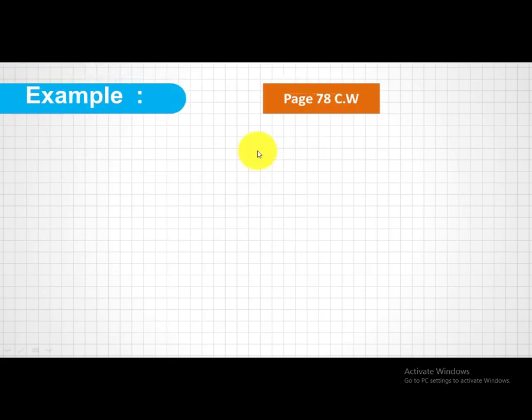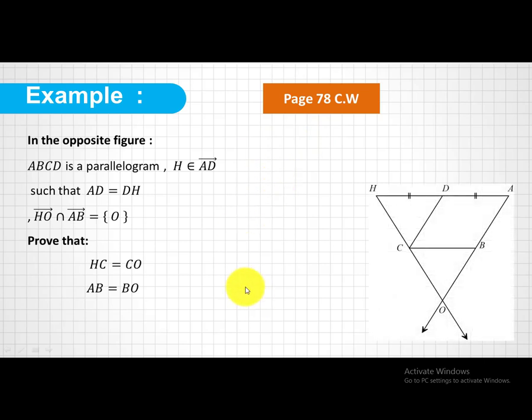Example, classwork page number 78. In the opposite figure, ABCD is a parallelogram. Point H belongs to ray AD, such that AD equals DH, and ray HO intersects ray AB at the point O. Prove that HC equals CO. I want to prove HC equals CO and AB equals BO.